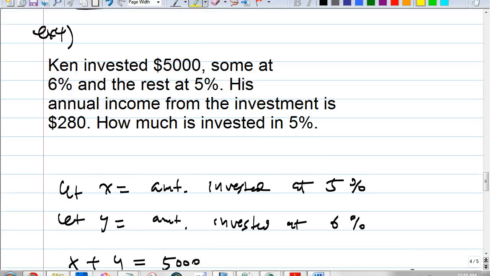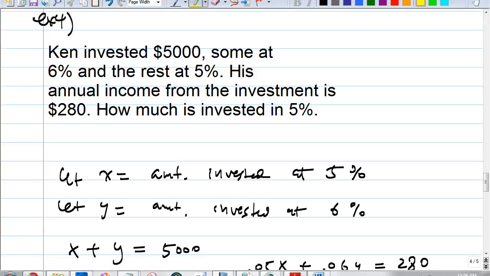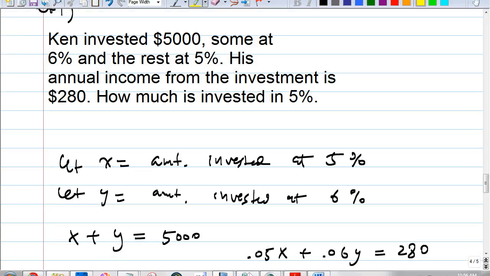Do you see the difference, guys? When you add them together, these are the amount of money that you invested. Notice the difference between the investment versus how much money you made, which is income. Now then, what does 280 equal to? Danielle? It equals 0.05x plus 0.06y. That's correct. If you take 5% of how much you invested at 5%, and 6% of how much you invested at 6%, it should equal 280. That's how much you gained. That's your income. Do you see the difference, guys?